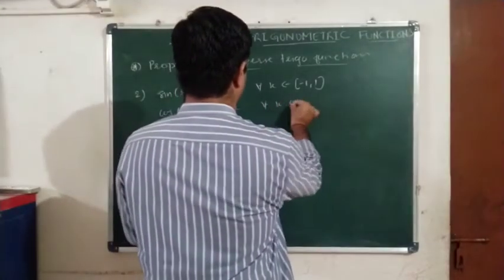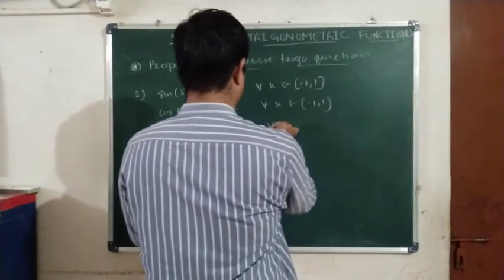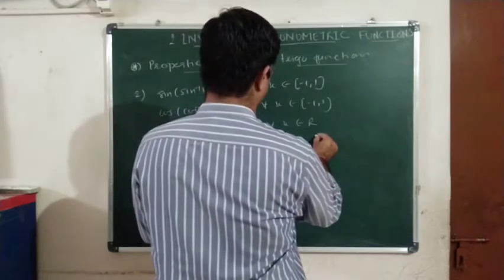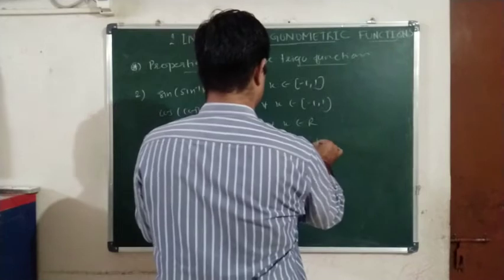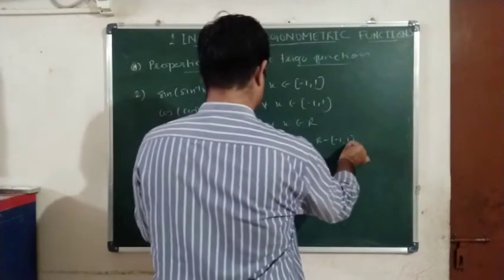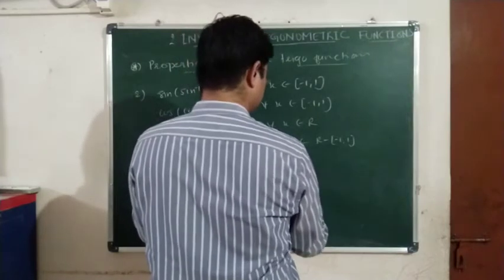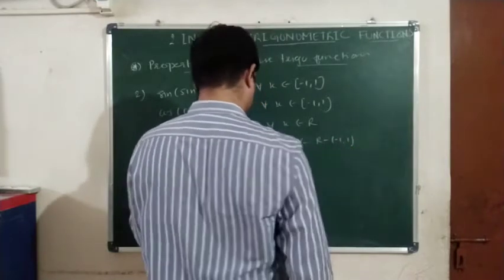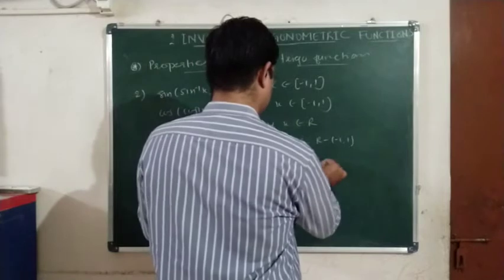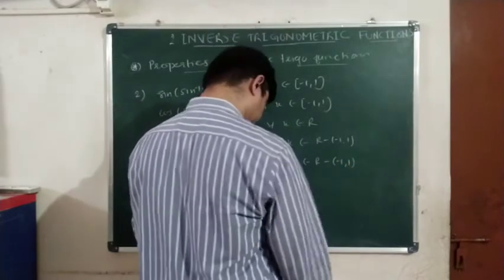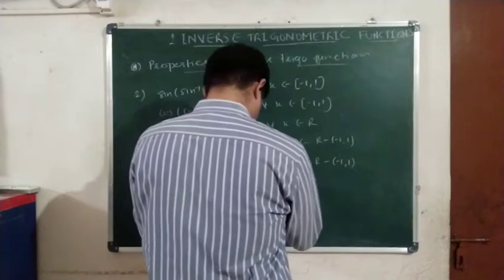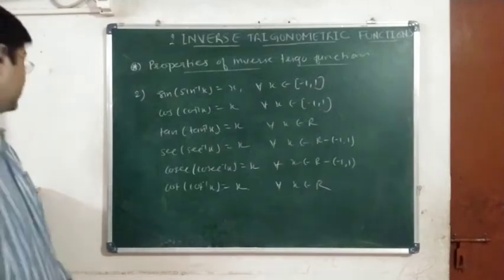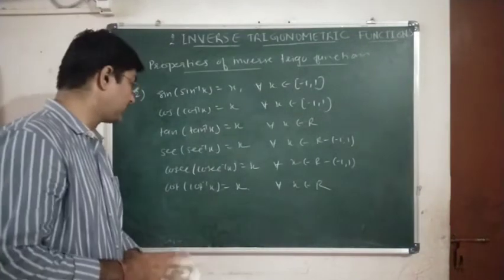all x belongs to -1 to 1, x belongs to R, x belongs to R minus, okay, and for all x belongs to R. Clear? This is the second property. Now let us look at the third property.